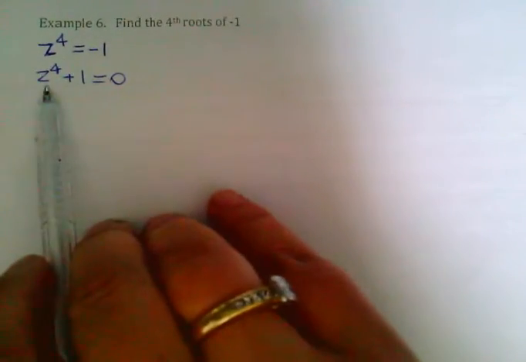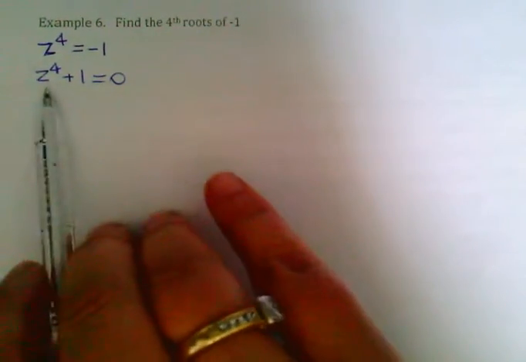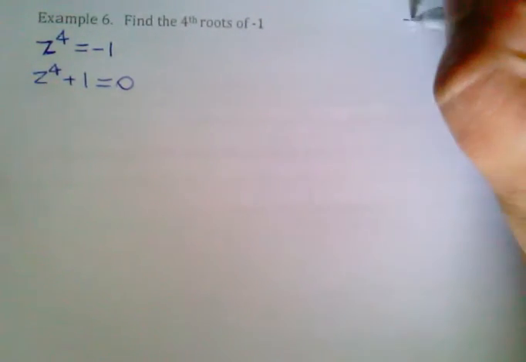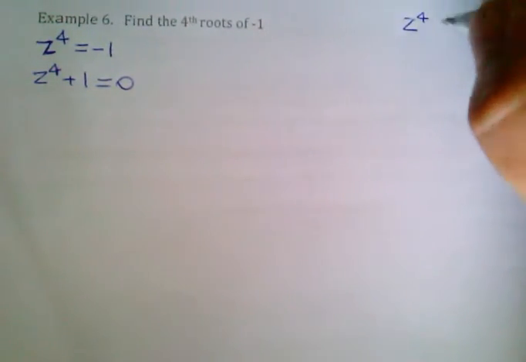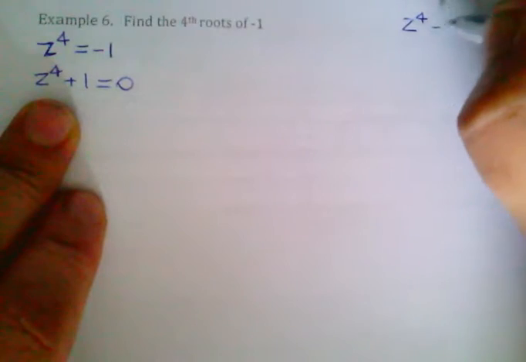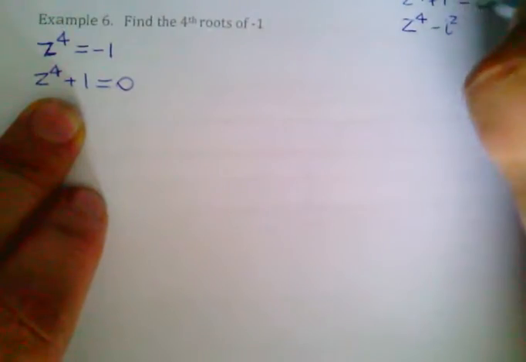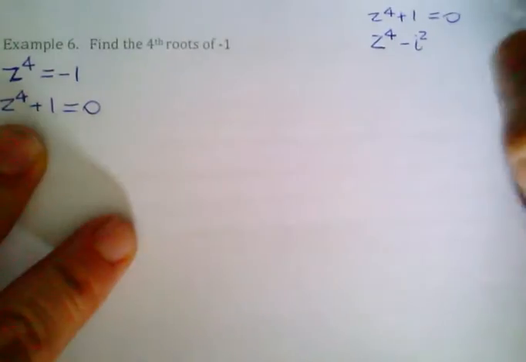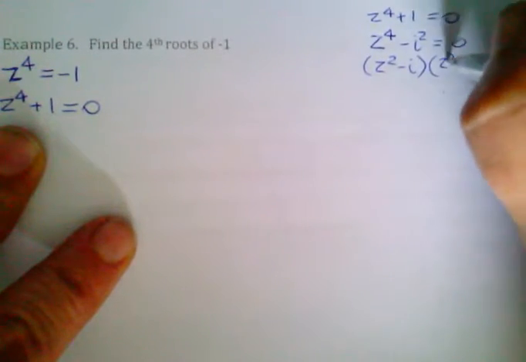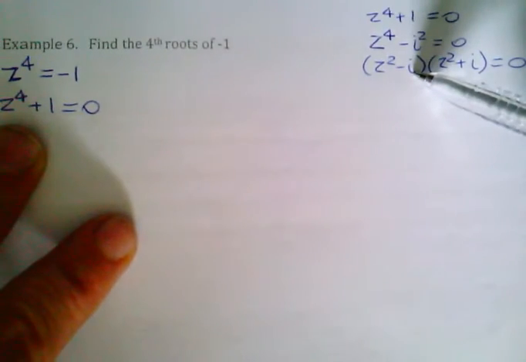Now, this is the type where we want to complete the square, but complete the square on the middle term. So I'm just going to work over here for a sec. If you try to change the plus 1 into a minus i squared, z to the power of 4 plus 1 is 0, z to the power of 4 minus i squared is 0, z squared minus i, z squared plus i is 0.